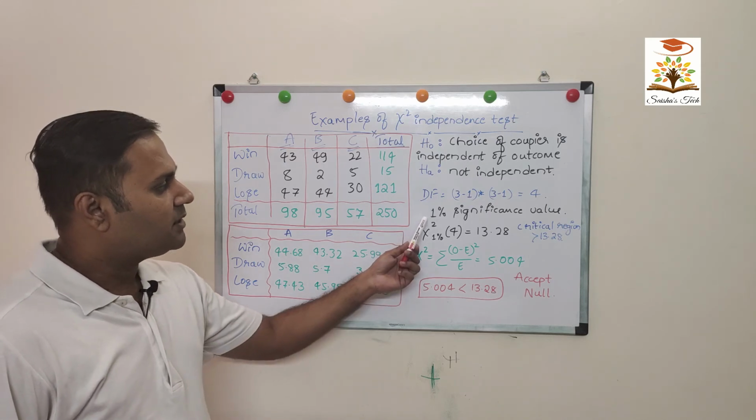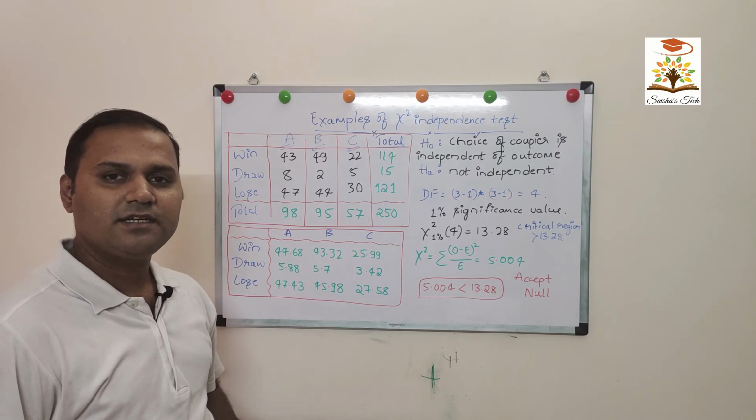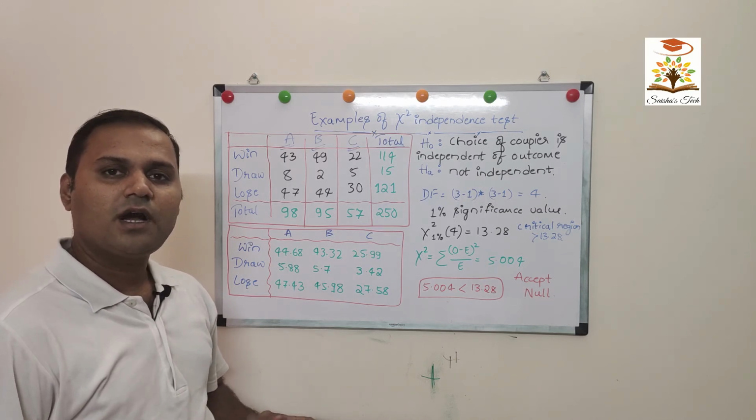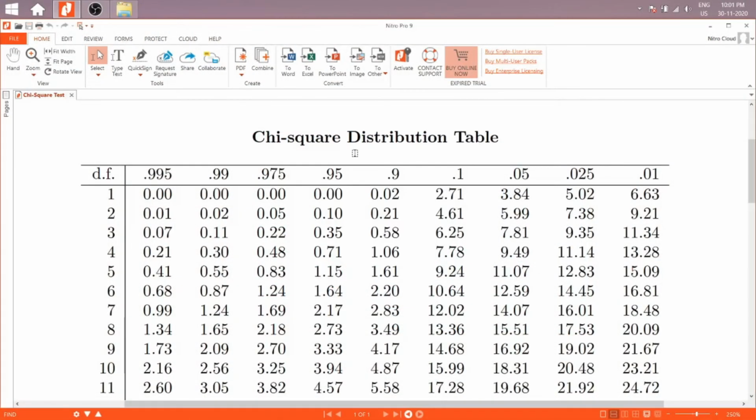So with the 1% significance value and 4 degrees of freedom, let me share my screen and walk you through how to extract from the chi-square distribution table. This is the chi-square distribution table with 4 degrees of freedom and 1% significance level. The chi-square value is 13.28 from the distribution table.